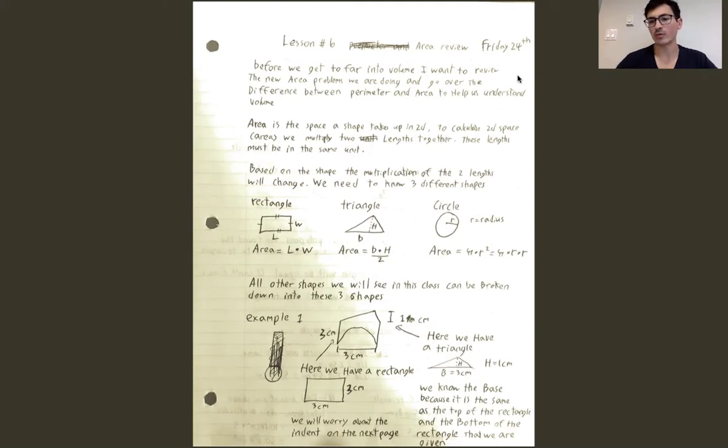So a two-dimensional shape, if you imagine your bird's eye view looking down, you see everything in a flat space. And that's just going to be your area. It doesn't have a depth to it, it's just a surface.